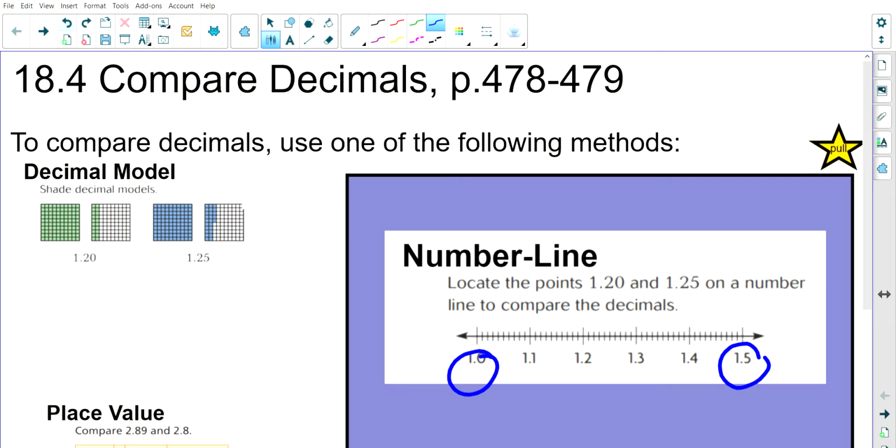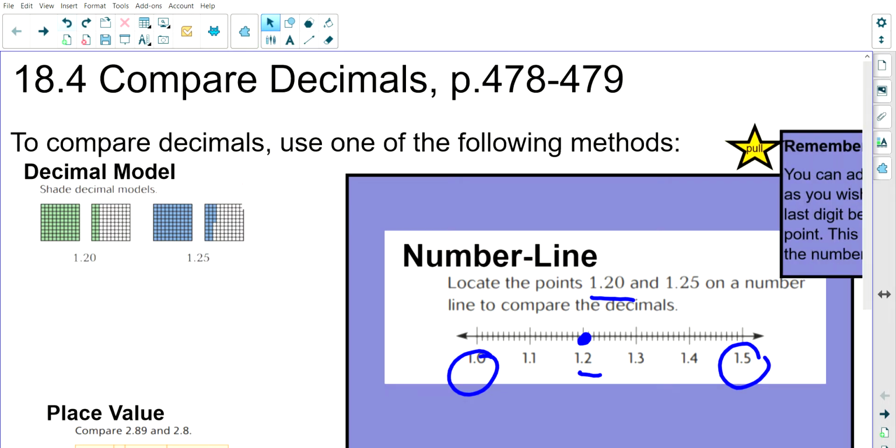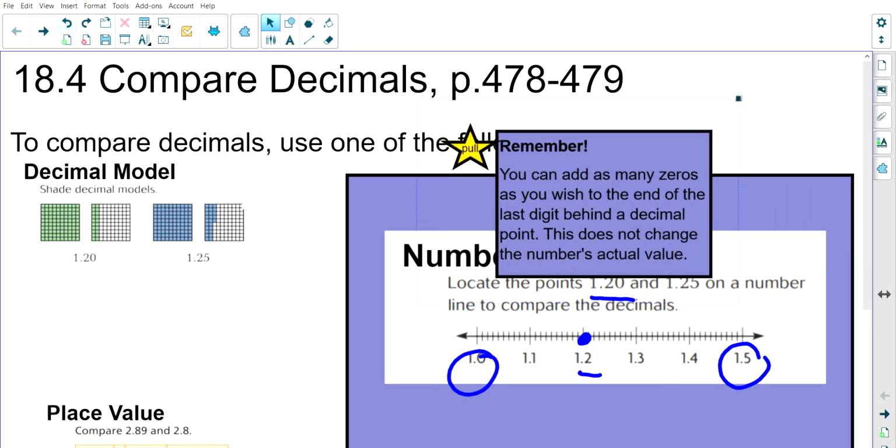The reason why 1 and 20 hundredths is equivalent to 1 and 2/10, that's something we learned in our last lesson before school released. The reason that these are equivalent is because, sorry, my dot is not quite on that line. The reason these are equivalent is because we can actually add as many zeros as we want to the back of the last digit of a decimal, and this does not change the number's actual value.